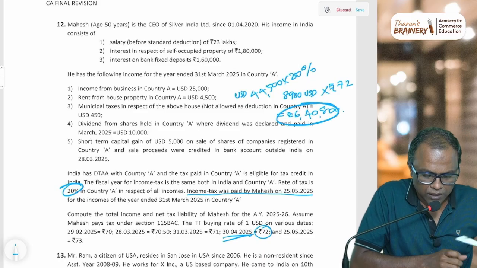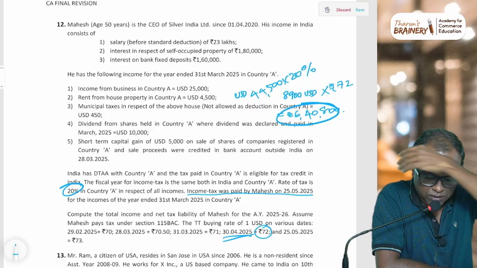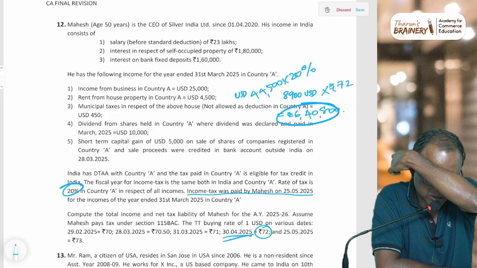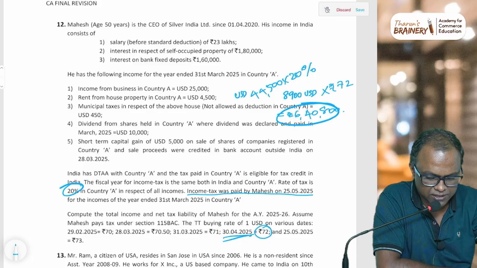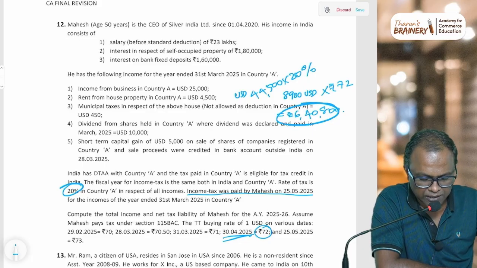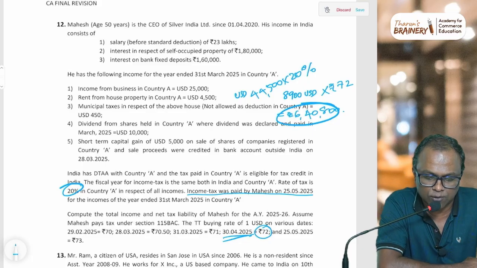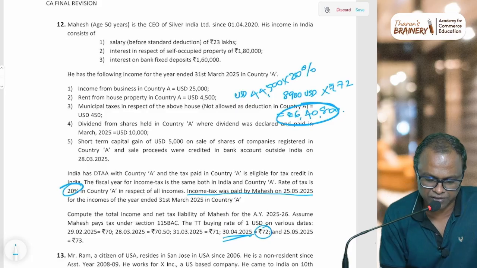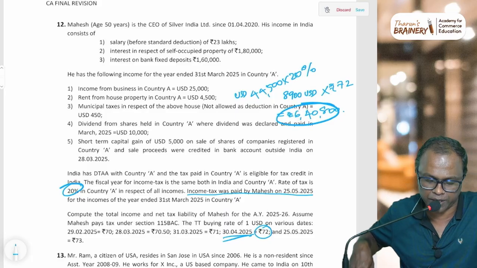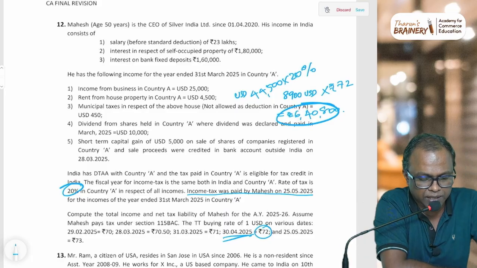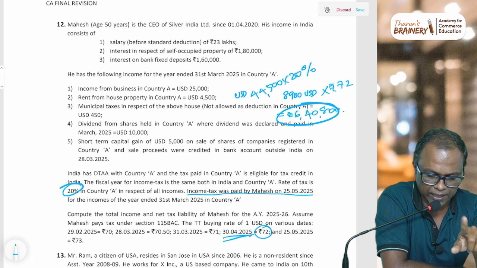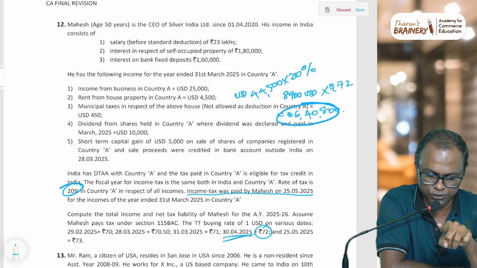Okay. Now, for the given income and tax paid, compute the total income and net tax liability of Mahesh. Assume Mahesh pays tax under 115BAC. Okay. So we are starting the computation. First step, compute the income in India. Salary, 23 lakh minus 75,000. What is the figure? 22 lakh 25,000.